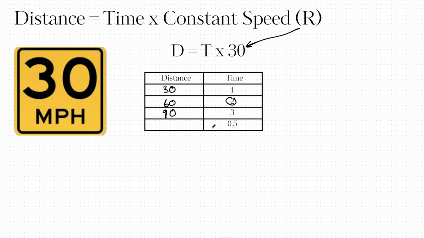And finally, if we go 0.5, now 0.5 would be, if 1 equals 1 hour, 30 minutes. So if I plug in 0.5 for t and do 30 times 0.5, that means we'd go 15 miles during that time period.